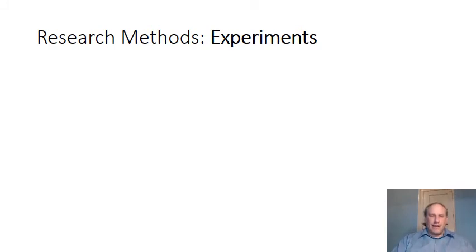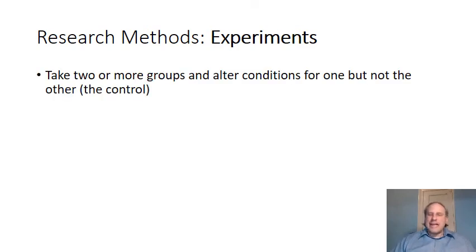The next research method we can talk about is experiments. Experiments take two or more groups and alter conditions for one, but not for the other, the control group. The advantage of experiments is that you as the experimenter are in control, and by the fact that you introduced the change in the independent variable, you have a much better sense of whether there was causality or not. Now, experiments, as we'll talk about, have come under quite a degree of suspicion because of some of the more notorious experiments that happened in social science at various points.